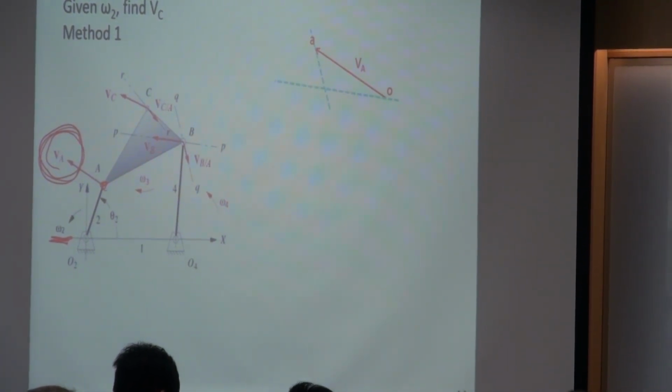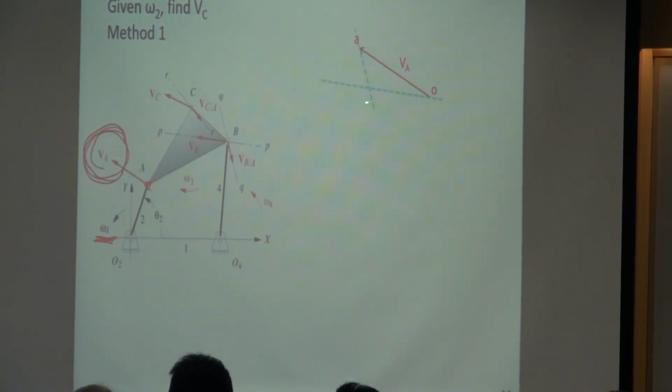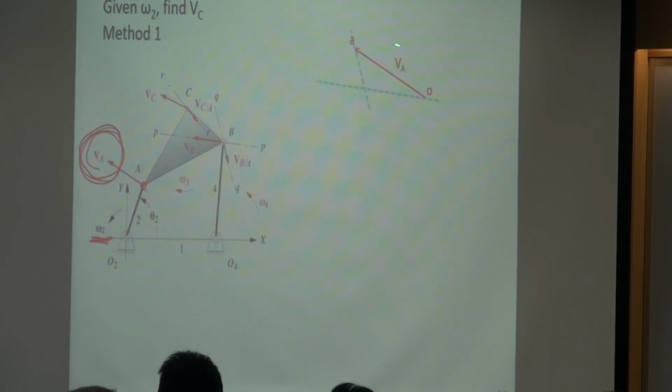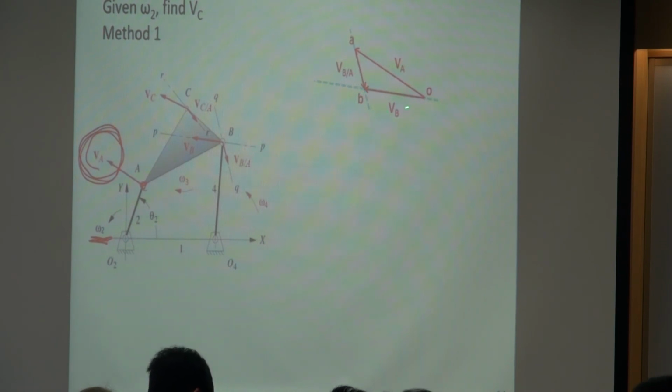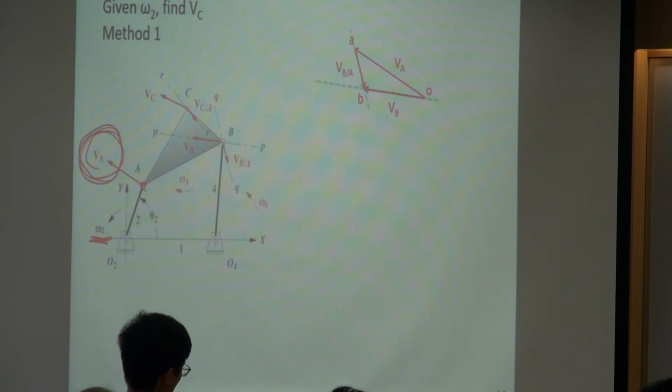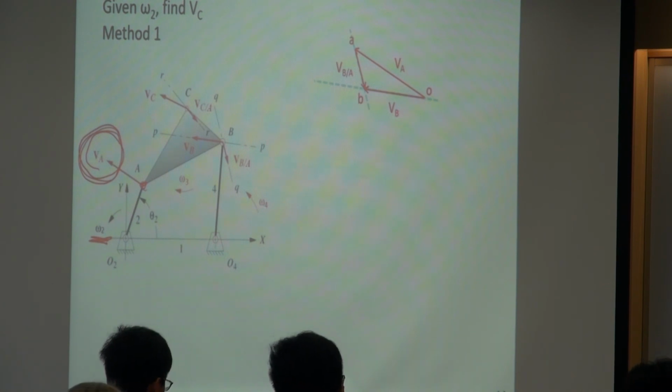We know this VBA is going to pass point A and point B. Right now we only have point A, so we just let it pass point A. But once you draw this line, you can find the intersection of this VB line and this VBA line. The intersection is going to be point B. By doing so, if you measure the length of OB, this is going to be the value of the velocity of point B. If you want to know the relative velocity between B and A, you can just measure the length of this one.